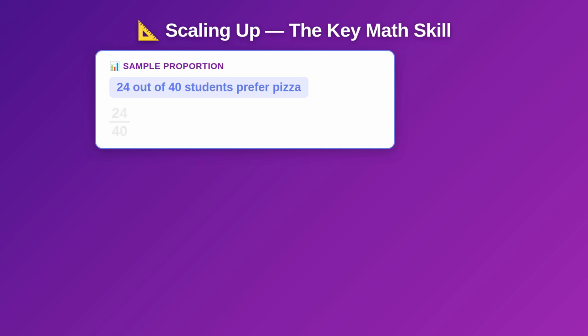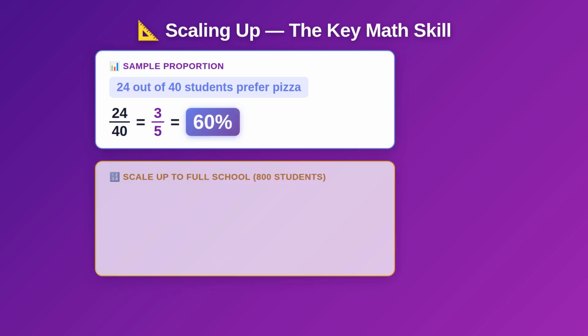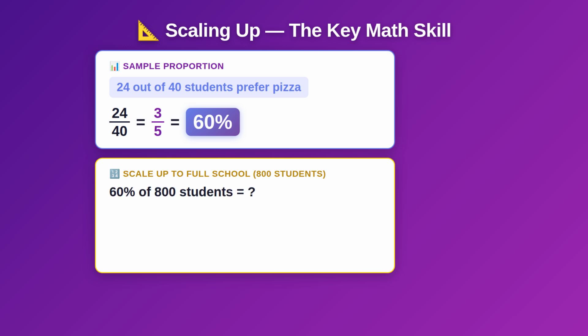Here's the math muscle we need: proportional reasoning. When Maya finds that 24 out of 40 students in her sample prefer pizza, she can write that as a ratio, 24 to 40. She can simplify that to 3 out of 5, or 60%.